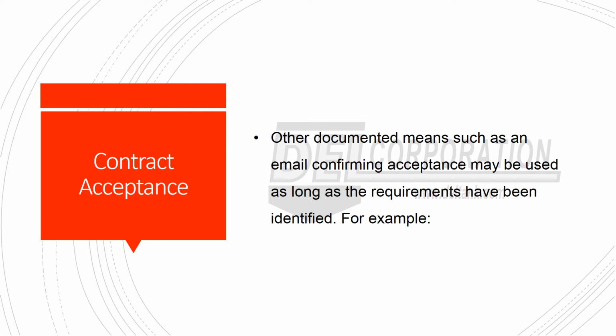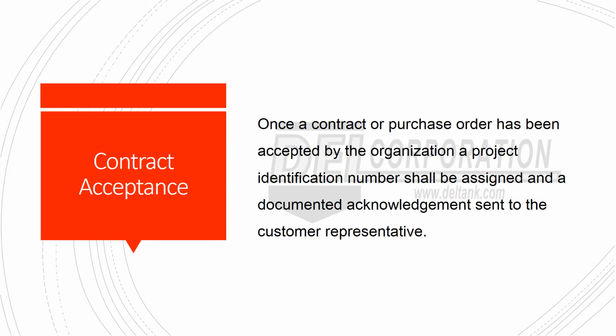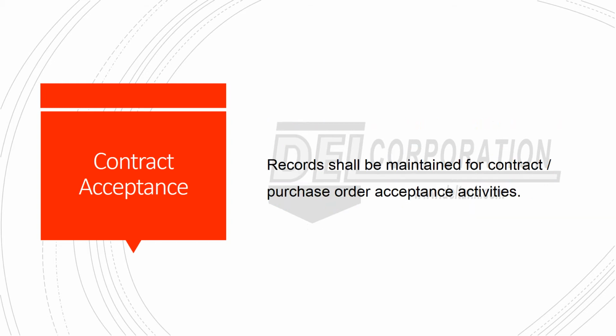For example, an email to a customer representative stating the organization has accepted purchase order number 123456, revision 2. The email is already time and date stamped for revision control. Once a contract or purchase order has been accepted by the organization, a project identification number shall be assigned and a documented acknowledgement sent to the customer representative. Records shall be maintained for contract or purchase order acceptance activities.